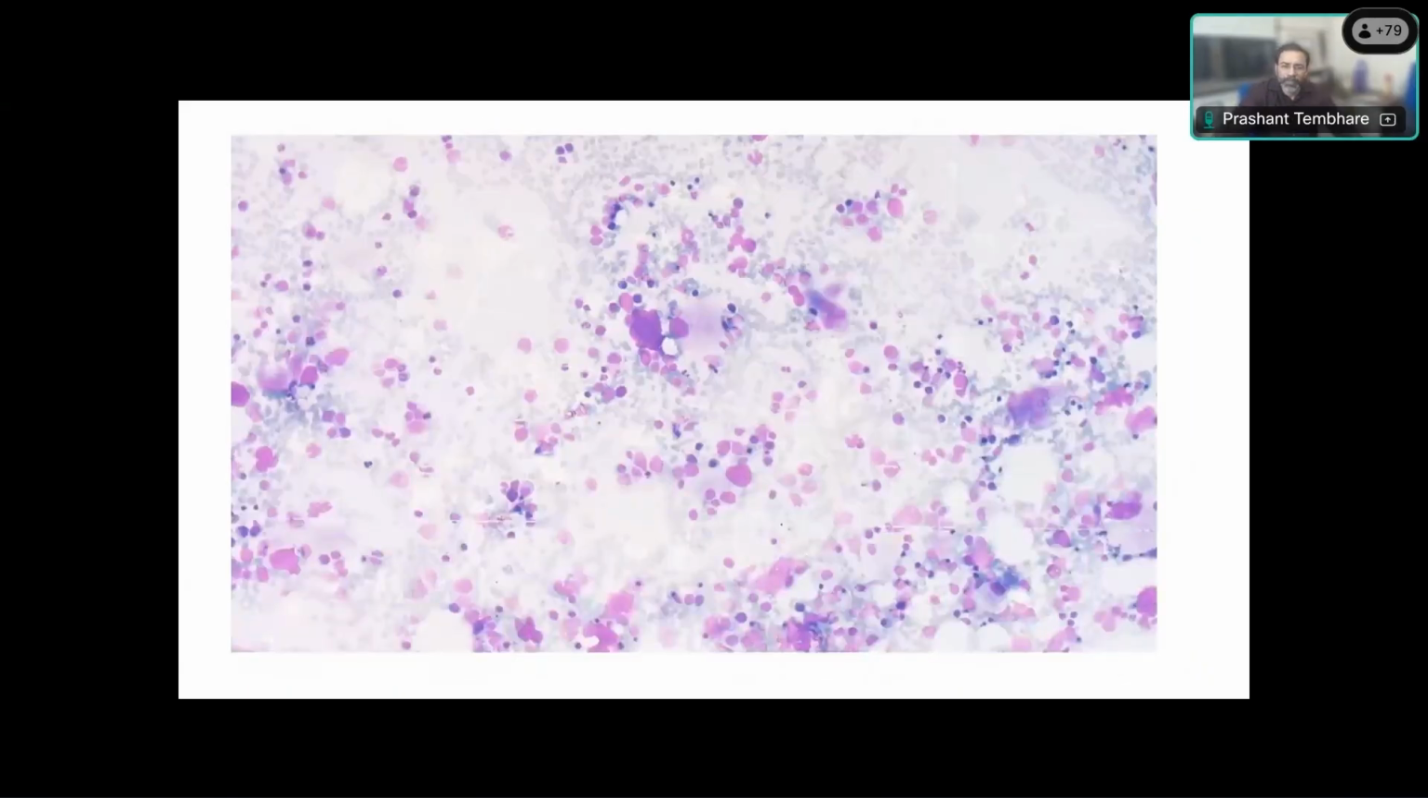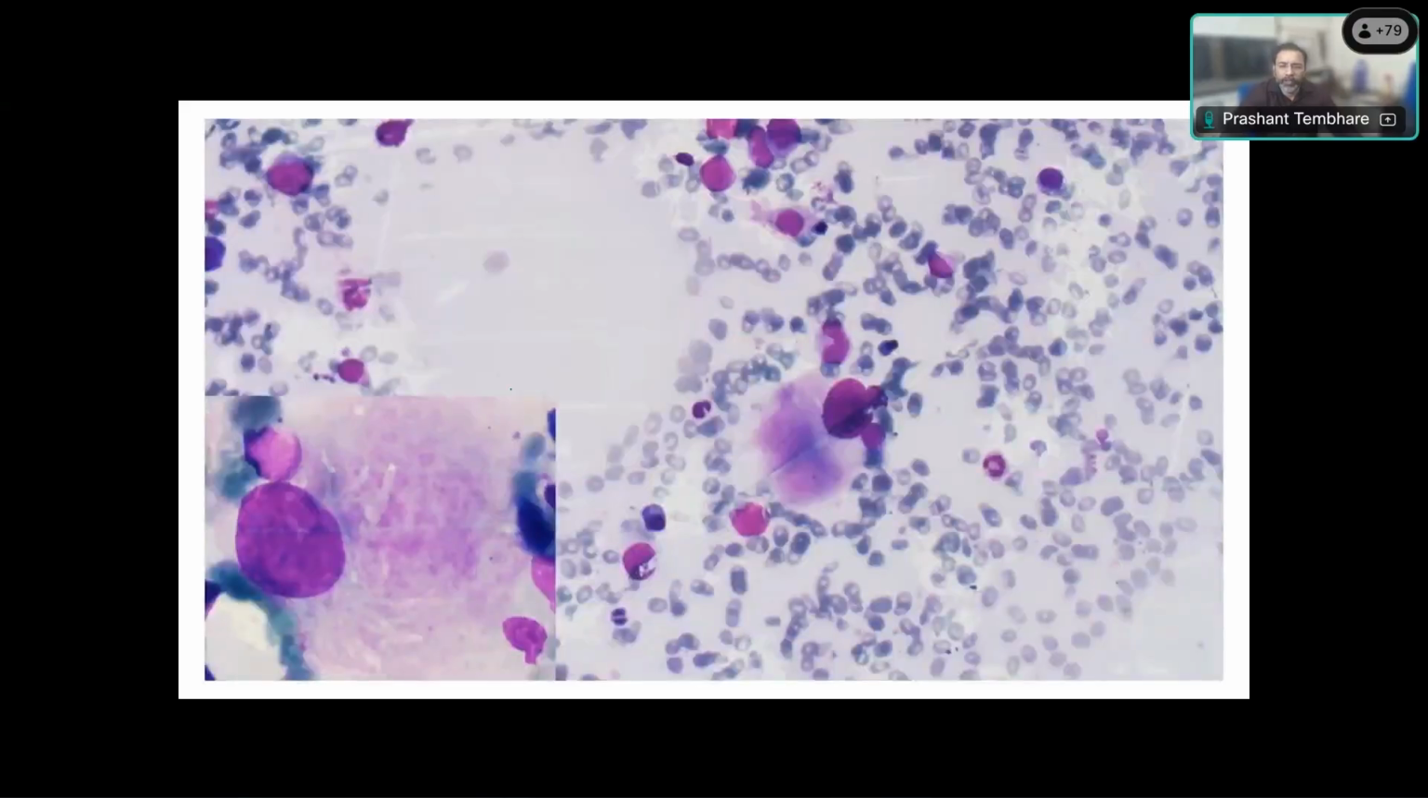Another picture. There is dysmegakaryopoiesis also, you can see here. The megakaryocytes are hypolobated. Here is a dysplastic megakaryocyte. Another morphological feature is the micromegakaryocyte kind of situation, and hypolobated megakaryocytes. So there are multiple dysplasias there.